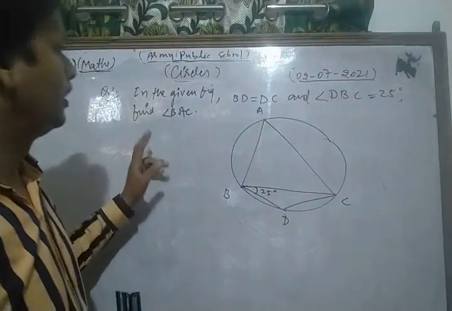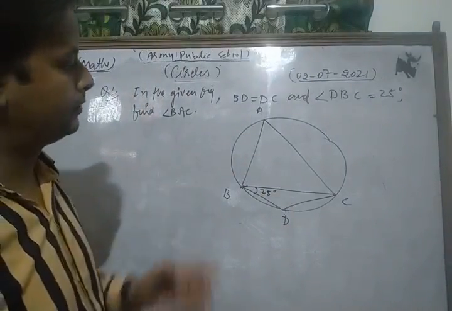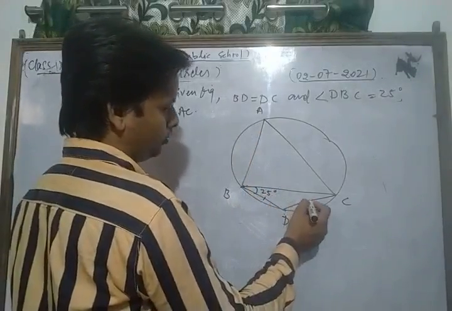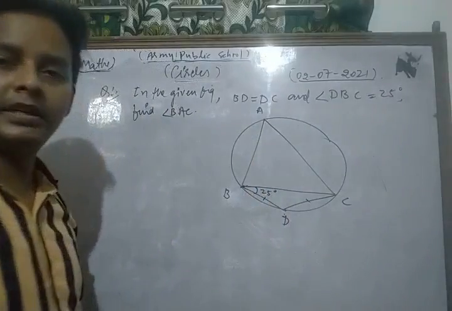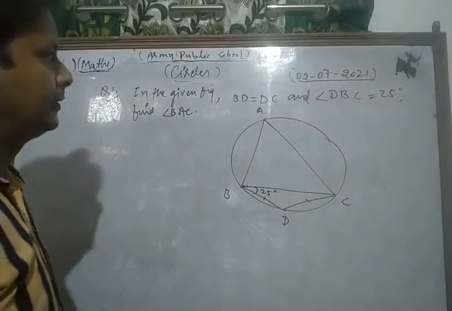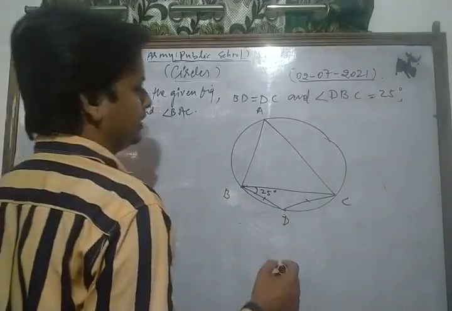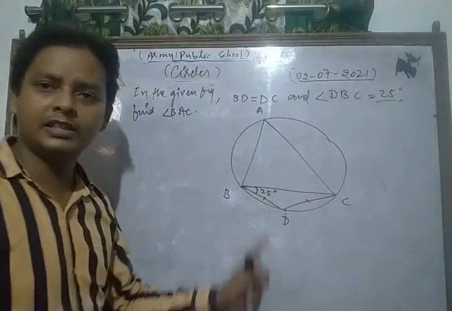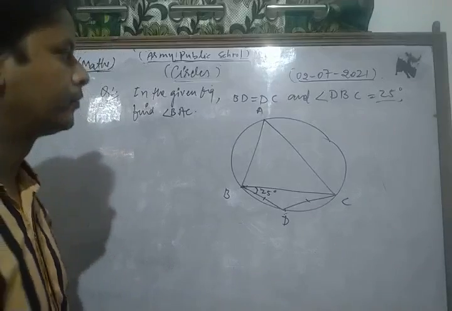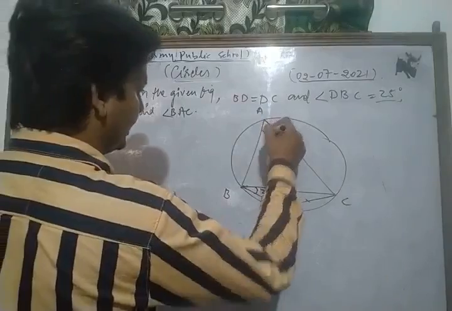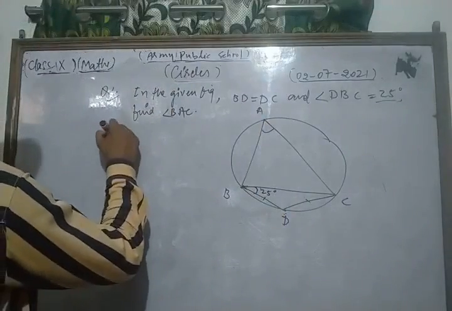Let's see. In the given figure, BD is equal to DC, and angle DBC is given as 25 degrees. This is the figure given in your question. Find angle BAC. Now let's see its solution.